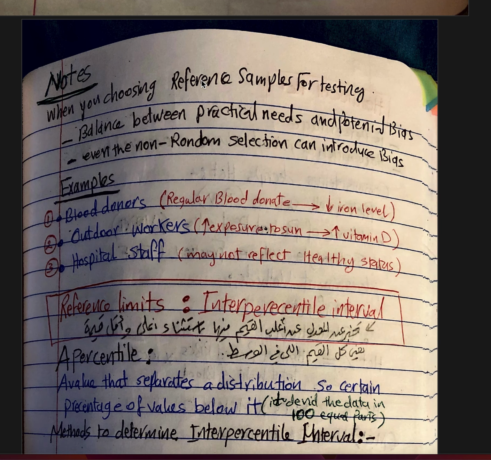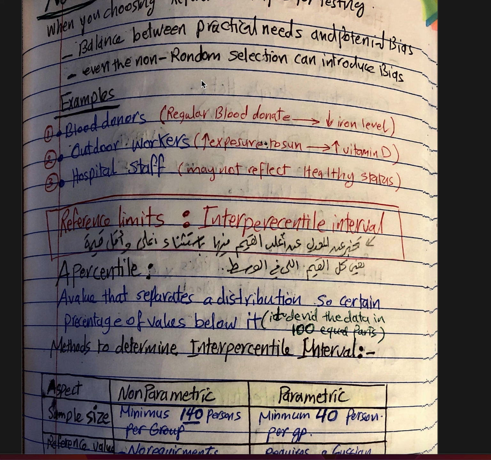When you're choosing the reference sample for testing, balance between the practical needs and the potential bias. Even though non-random selection introduces bias, it can actually reduce the bias. Blood donors, for example, donate blood regularly, so that increases the iron level. Outdoor workers have increased vitamin D. Hospital staff are not necessarily healthy individuals, so not all the hospital staff should be considered healthy.